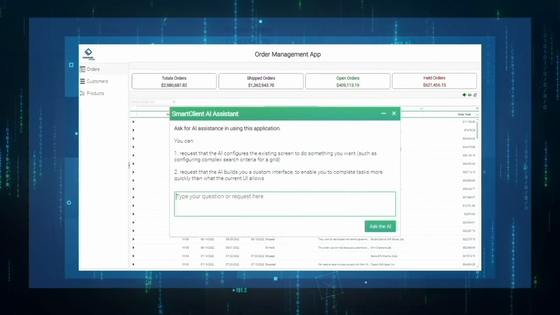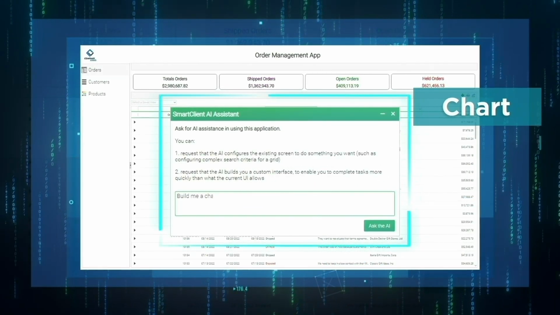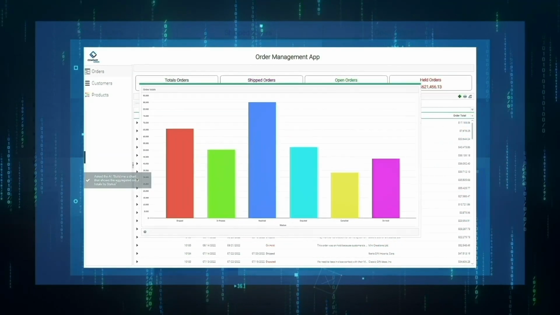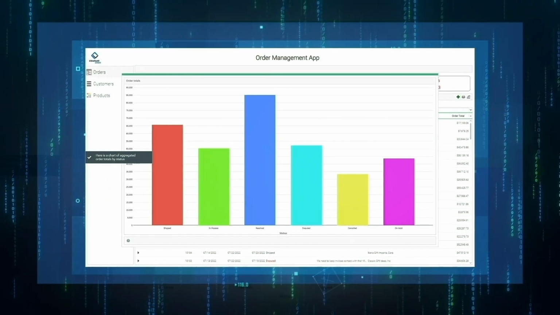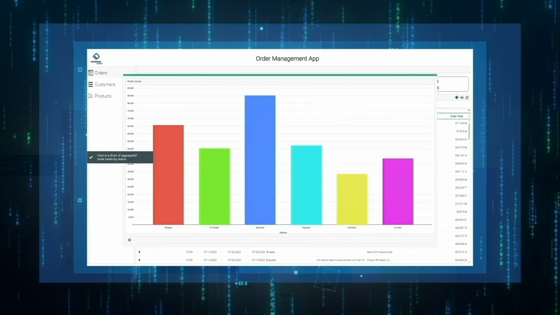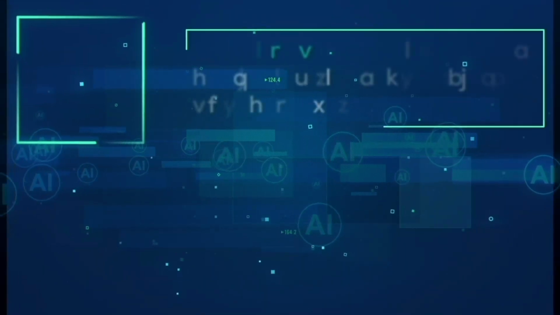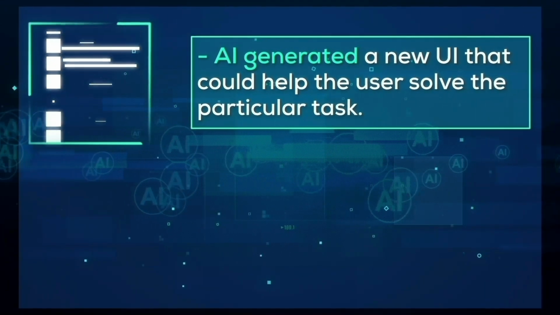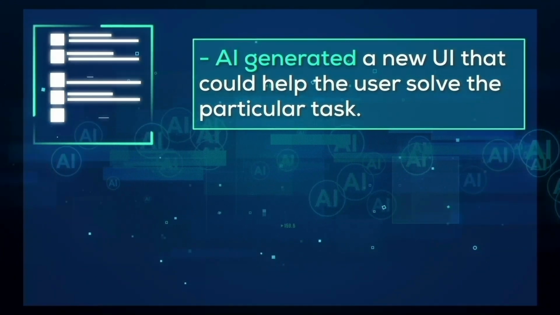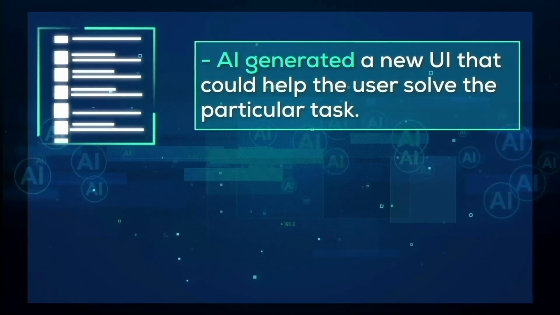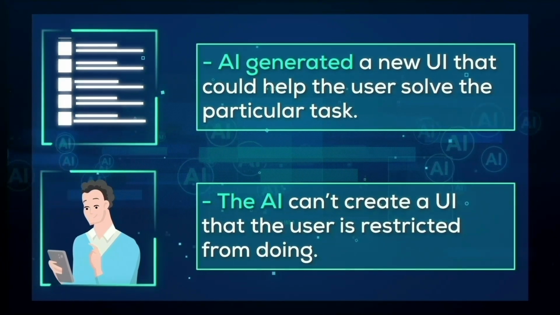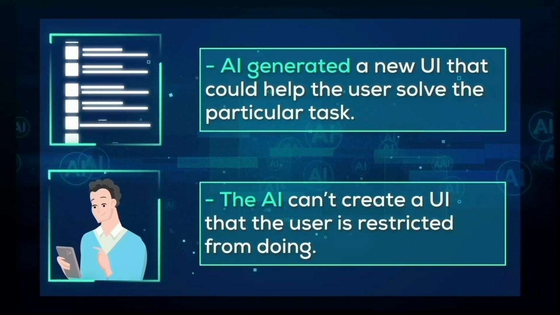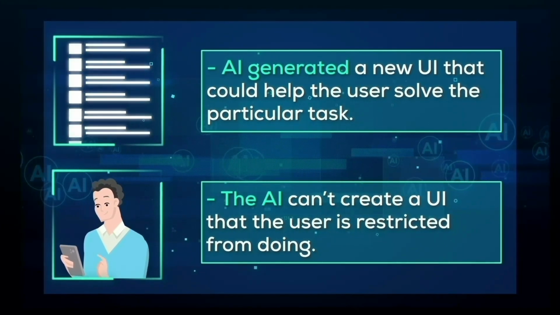Let's assume we need to see our data in the form of a chart showing the order totals for all orders at each different status. This will include canceled and resolved statuses that we can't easily see visually in our app. Basically, this app's UI didn't have a screen for this use case. So, AI generated a new UI that would help the user solve the particular task. For security-minded people, note that the AI can't create a UI that the user isn't allowed to do. The AI is just helping the user do things that they are already allowed to do.